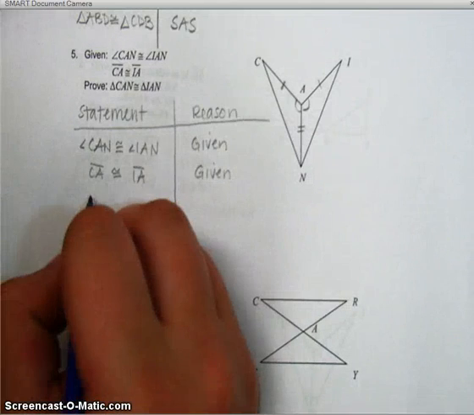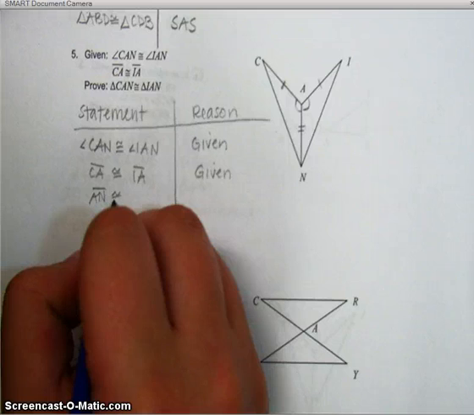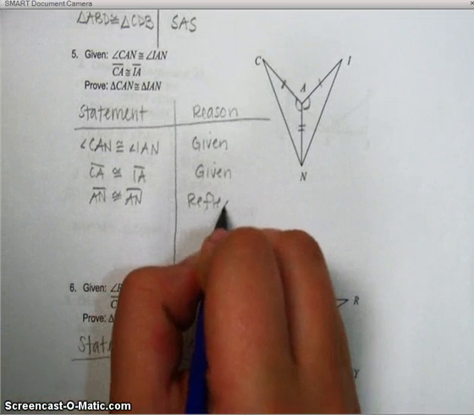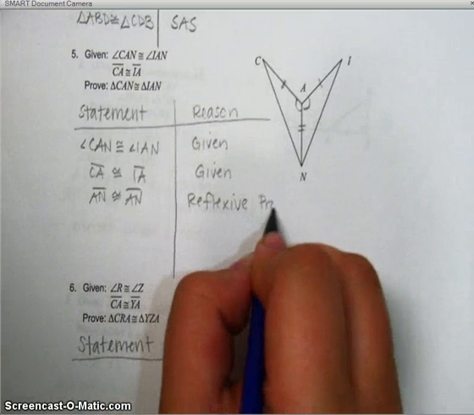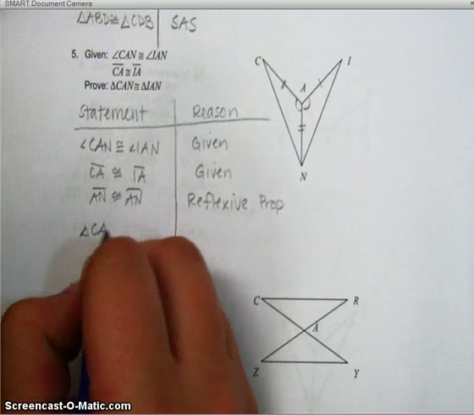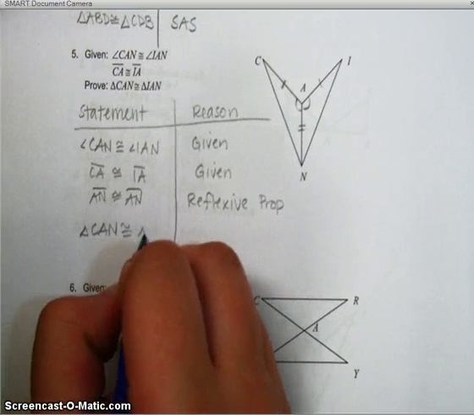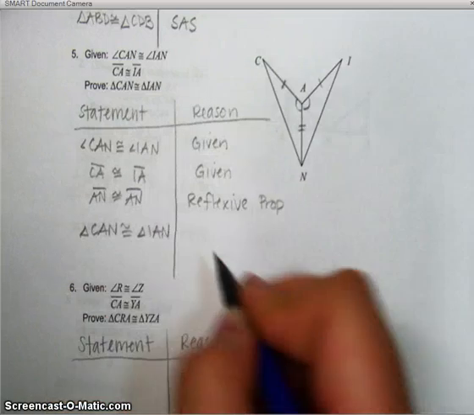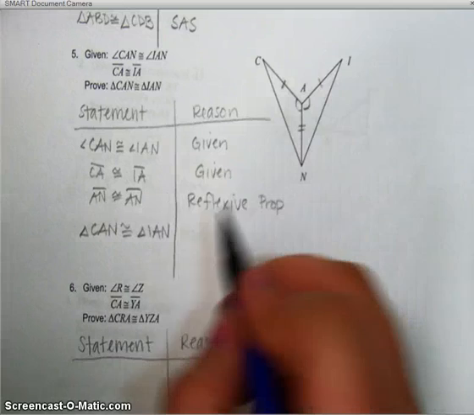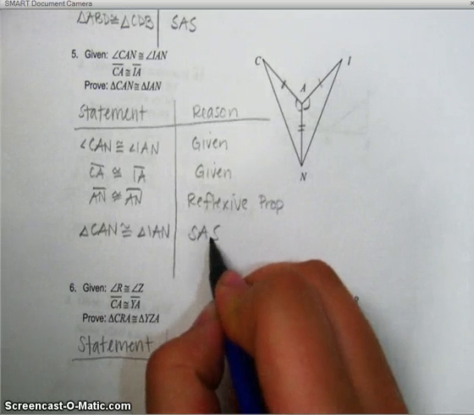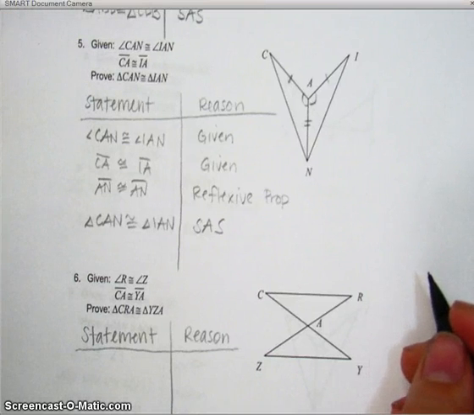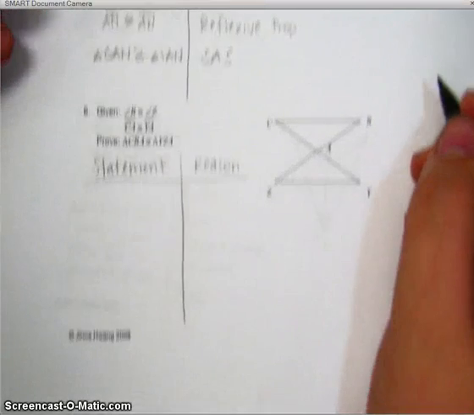And then we said that segment AN was congruent to itself. And then that tells us that triangle CAN is congruent to triangle IAN. And so what we have is a side, an angle, and a side, and that angle is included. So it's congruent by SAS, side, angle, side. And then we'll look at number 6.